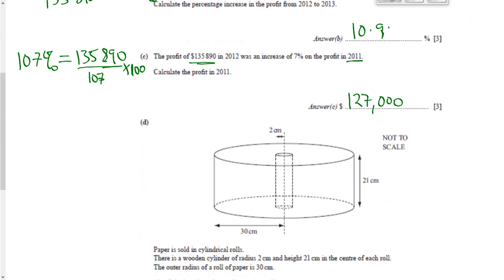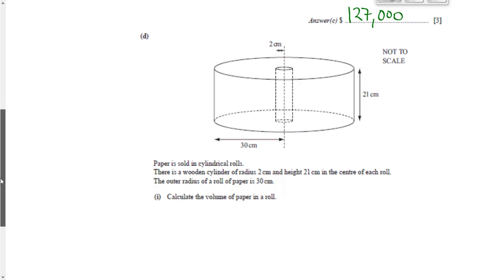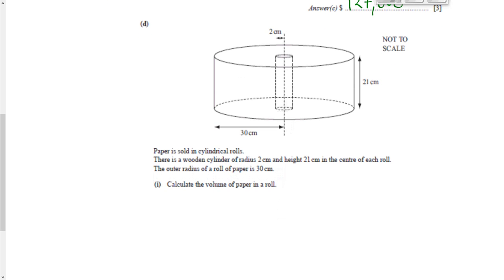All right, let's move on to part D. So we've got a paper cylinder roll here. There's a wooden cylinder in the middle of this roll, and we've been asked to calculate the volume of the paper in the roll. This cylinder in the middle is a wooden cylinder. It's not paper. So we need to figure out the volume of that and take that away from the total volume of the cylinder here.